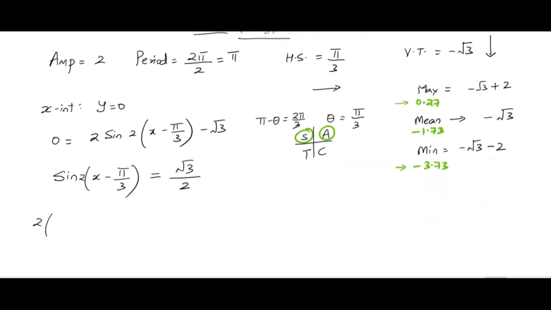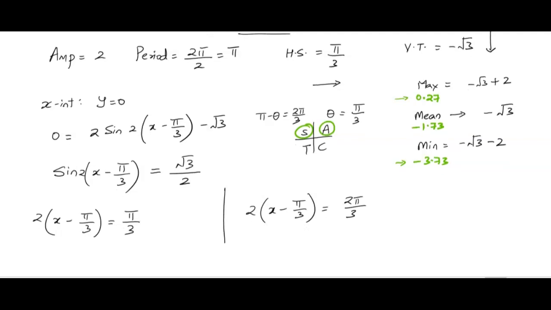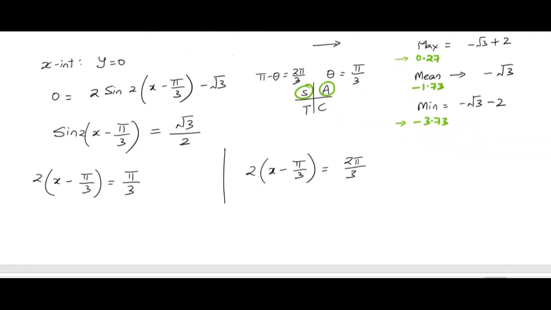So we're going to have 2 times (x minus pi on 3) is equal to pi on 3 for the first quadrant. And for the second quadrant, 2 times (x minus pi on 3) is equal to 2 pi on 3. Now we're going to solve for x in both cases, dividing both sides by 2. x minus pi on 3 is equal to pi on 6. x is going to be equal to pi on 6 plus pi on 3, making the denominators the same, leaving us with 3 pi on 6, or in simplified form just pi on 2, giving us my very first x-intercept.